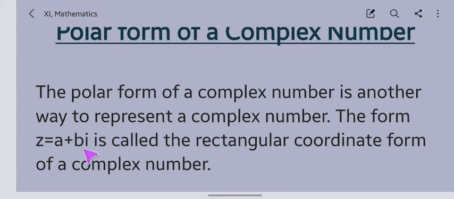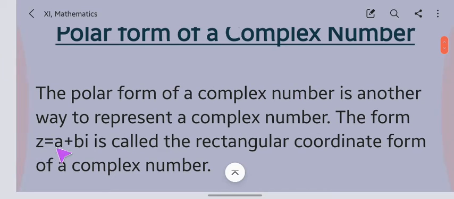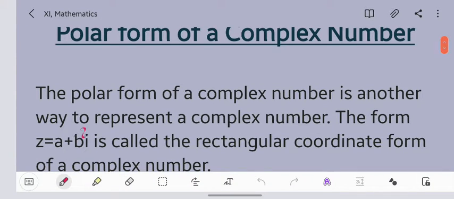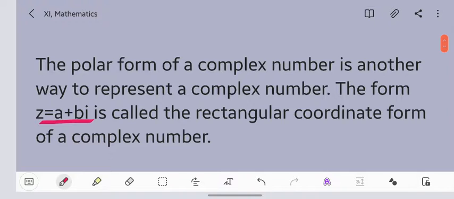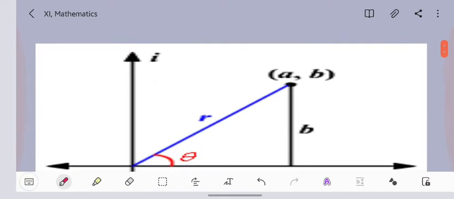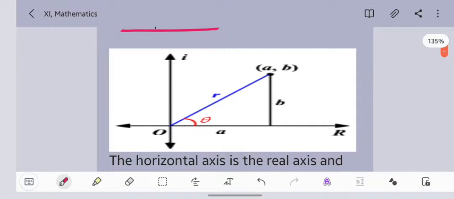The form z equals a plus bi is called the rectangular coordinate form of a complex number. Okay, z equals a plus bi, which is a complex number, gives you the rectangular coordinate form of a complex number. By looking at this figure, it's a real x-axis and this is imaginary y. Simply we call it real z and imaginary z. And it makes an angle theta with the x-axis.